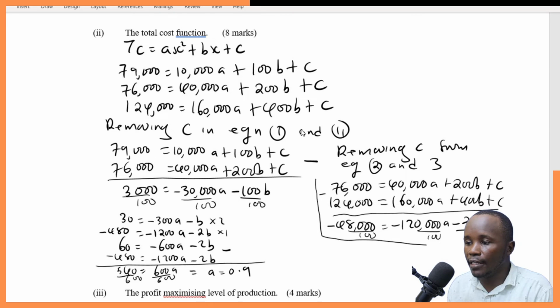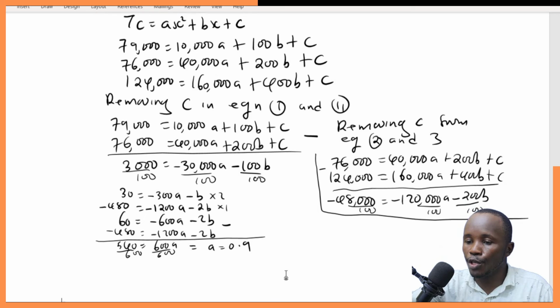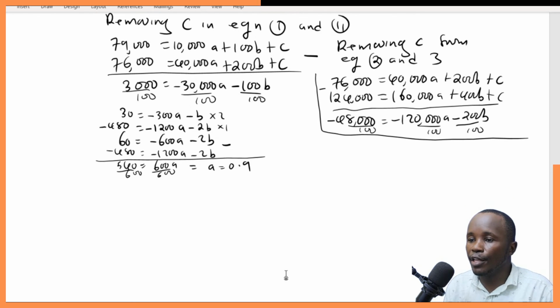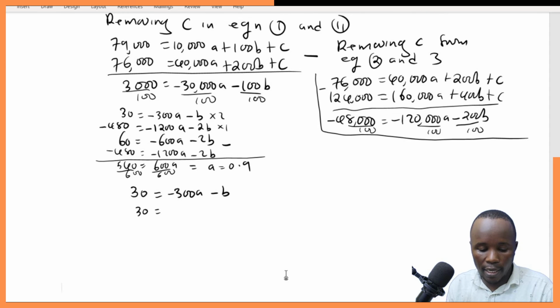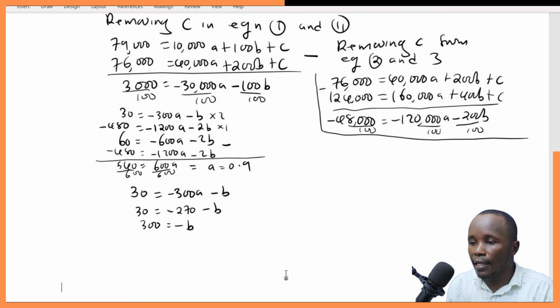Now, I want to find the value of B. What do I do? I only need to substitute in any of the equations. Let me pick the first equation: 30 is equal to negative 300A minus B. But I already know what A is. So 30 is equal to, what is 300 times 0.9? 270. Negative 270 minus B. Bring this to the other side. It means 300 is equal to negative B, and therefore B is equal to negative 300.